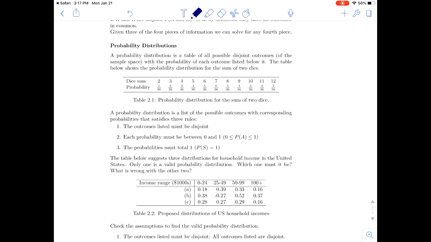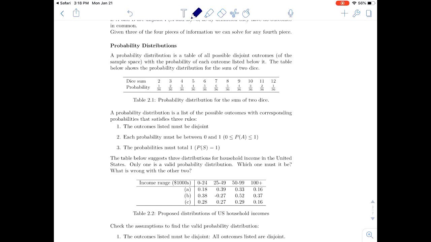Next thing you're going to check, if that checks out, moving on to the next thing, we're trying to eliminate distributions here. Well, here's the example that I've got. These outcomes are disjoint, right, in thousands of dollars, the income range between 0 and 24, there's no overlap with 25 to 49, no overlap with 50 to 99, and no overlap to 100 plus. So that's all good. This one checks out for all three of them.